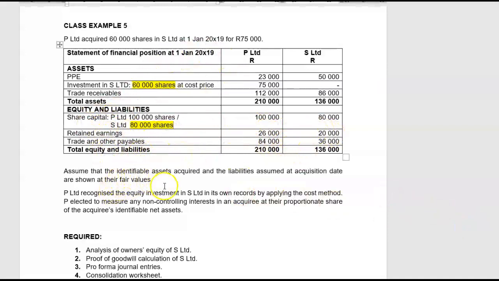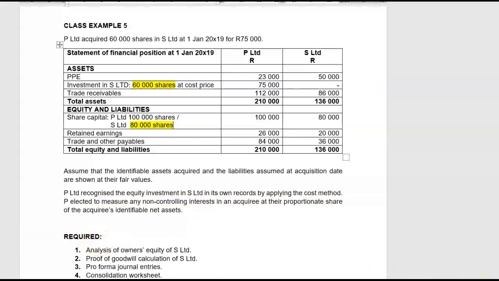Assume that the identifiable assets acquired and the liabilities assumed at the acquisition date are shown at their fair values. P Limited recognized the equity investment in S Limited in its own records by applying the cost method. P elected to measure any non-controlling interest in a subsidiary at their proportionate share of the acquiree's identifiable net assets.